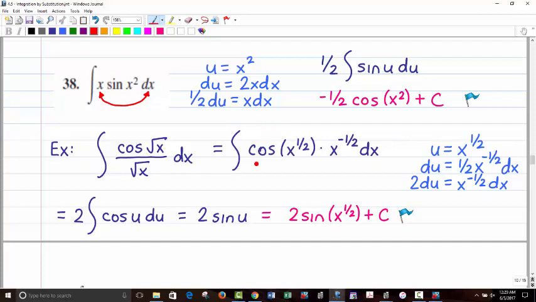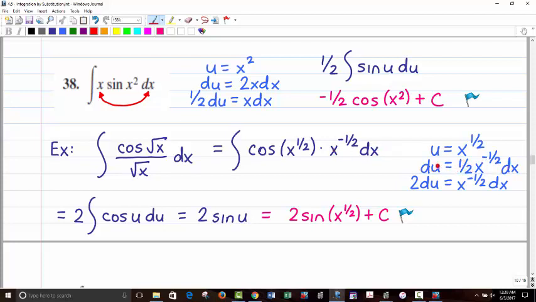All right, so then look at this. Once again, like the last problem, u can't be cosine because there would have to be a sine for the derivative there, and there isn't. So it has to be the argument of the function, x to the 1/2. So the derivative of x to the 1/2 would be 1/2 x to the minus 1/2 dx. So that's good because we're looking for x to the minus 1/2.